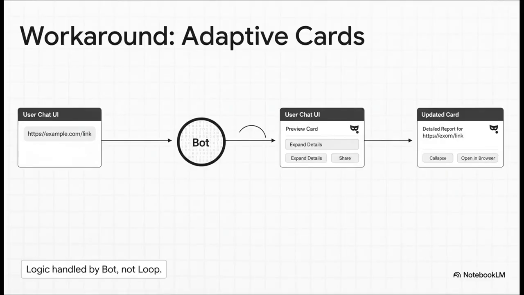So, how are you supposed to get external data into Loop? Well, the official workaround is kind of wild. You don't touch Loop at all. Instead, you build a bot that serves up something called an adaptive card that just pretends to be a Loop component. All the interactions and updates are handled by your bot in the background, which keeps refreshing the card for everyone, creating this illusion of a live, real-time component.